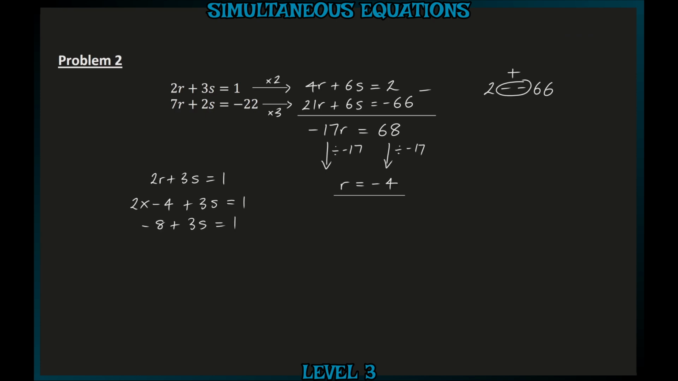Now we can solve this by first removing the minus 8 from the left hand side, and we can do this by adding 8 to the left and also adding 8 to the right. And on the left, the minus 8 and the plus 8 cancel out to leave us with 3s, and on the right, 1 plus 8 is 9. We can now remove the times 3 from in front of the s, and we can do this by dividing by 3 and doing the same on the right. On the left, the times 3 and the divide by 3 cancel out to leave us with s, and on the right, 9 divided by 3 is 3, so s is equal to 3. And this means that our final solution to problem 2 is r is equal to minus 4, s is equal to 3.